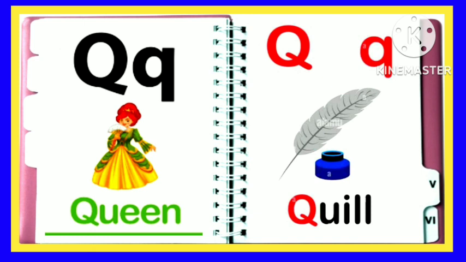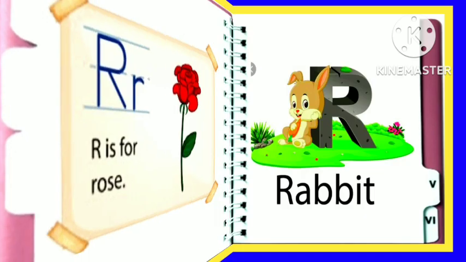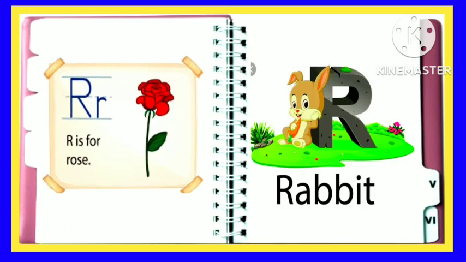Q for queen and Q for quail, Q Q Q. R for rose, R for rabbit, ra ra ra.